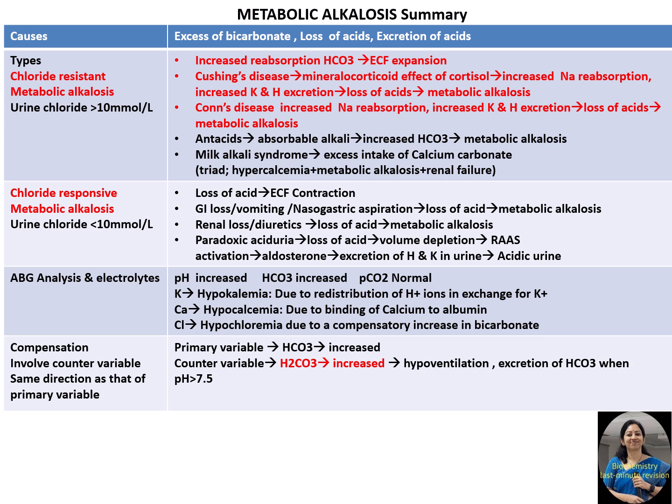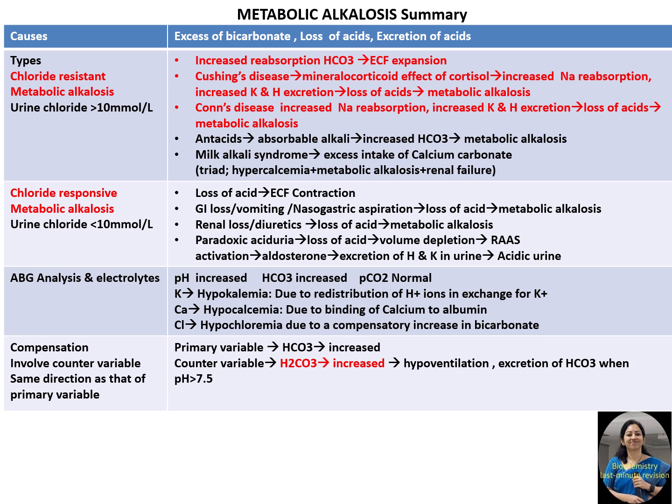Now this milk alkali syndrome is characterized by a triad of hypercalcemia and metabolic alkalosis because of consumption of absorbable alkali in the form of calcium carbonate. Now this hypercalcemia causes renal vasoconstriction, decreases the GFR, and this can predispose the patient to development of renal failure. So these are the causes for chloride resistant metabolic alkalosis, and this is characterized by urine chloride excretion of more than 10 millimoles per liter.